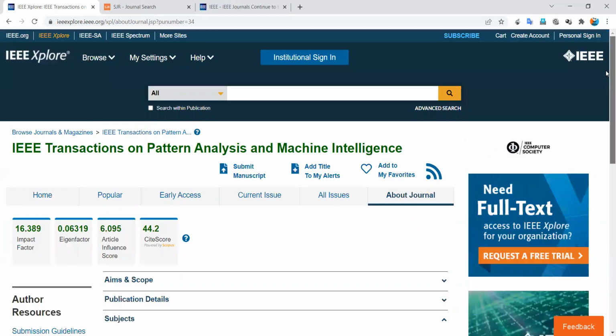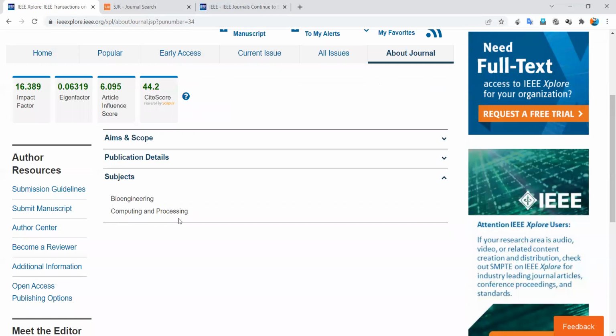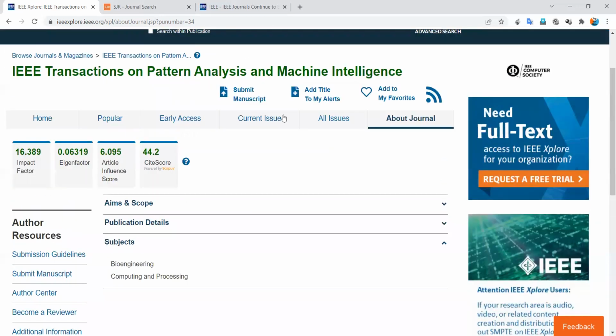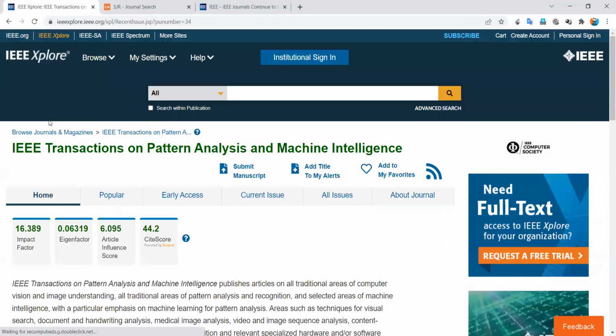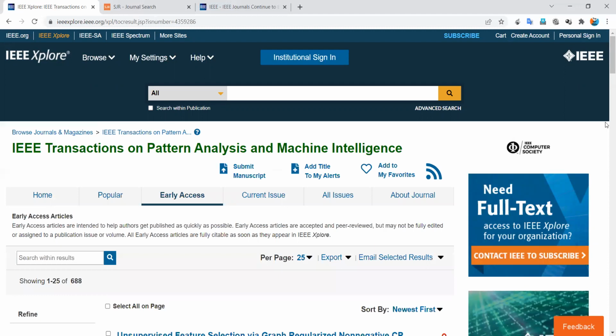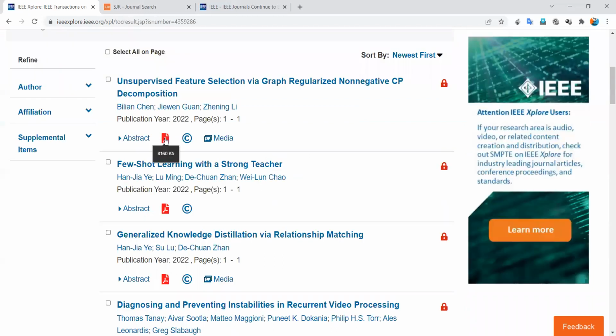Okay. Now the aim and scope, publication details. Now the subjects: bioengineering, computing and processing, etc. They have shown them here. And coming down, I think we have covered most of the things. Now coming to the early access. Early access means the works which are recently accepted but not yet published in their standard format. Means if I open a particular work, then you will get to know.